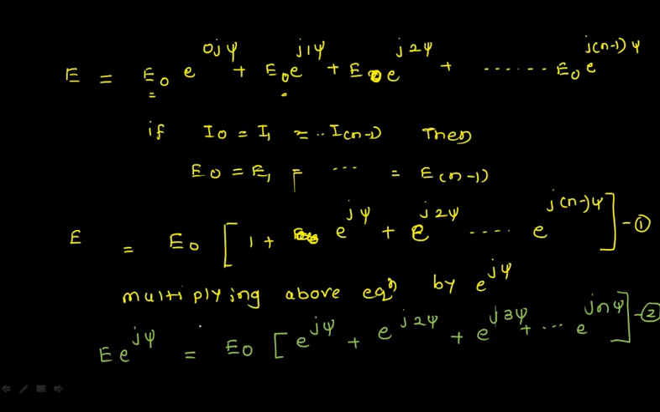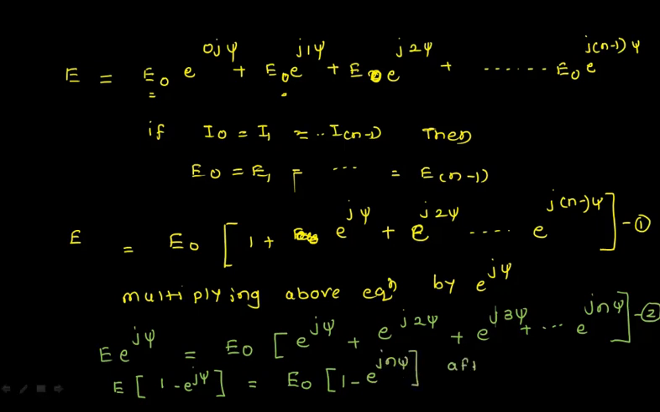Now I am subtracting equation number 2 from equation number 1. So if I subtract this one, I'll get E common times 1 minus e raised to j psi is equal to, E0 is common, and in the inner terms, if you subtract, you will get only the 1 and the minus e raised to j n psi term. So this will become E0 times 1 minus e raised to j n psi.